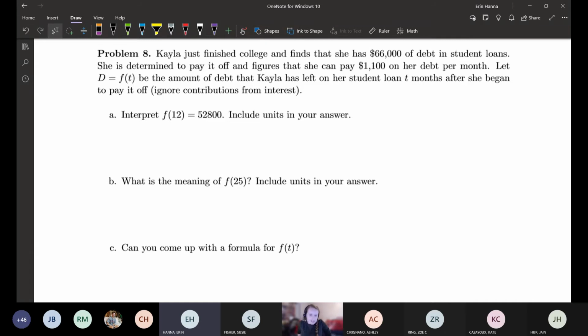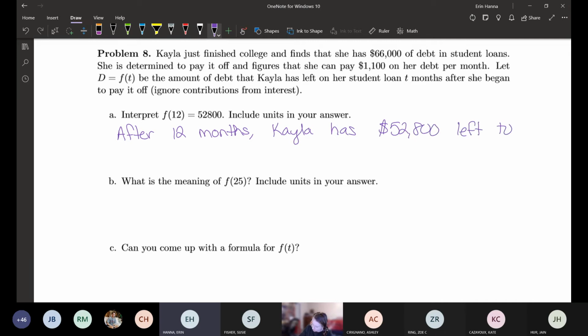And we're going to live in a fantasy land where we can ignore interest. So say we want to look at F of 12 being 52,800 and we want to interpret that. Well, since the 12 would be the T value, which would be an amount of months after she began to pay off a loan, and that D amount would be the amount that she has left to pay. So this would essentially give us that after 12 months, Kayla has that 52,800 left to pay in student loans.